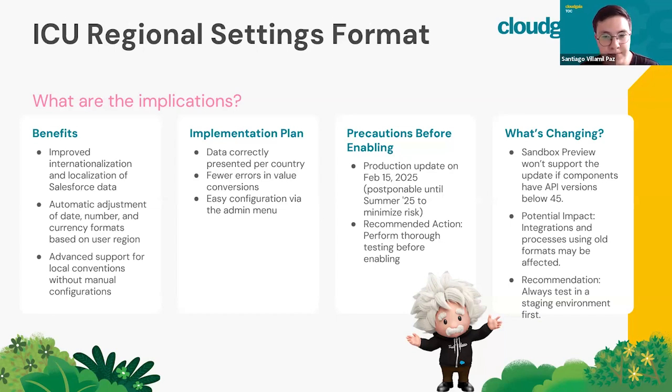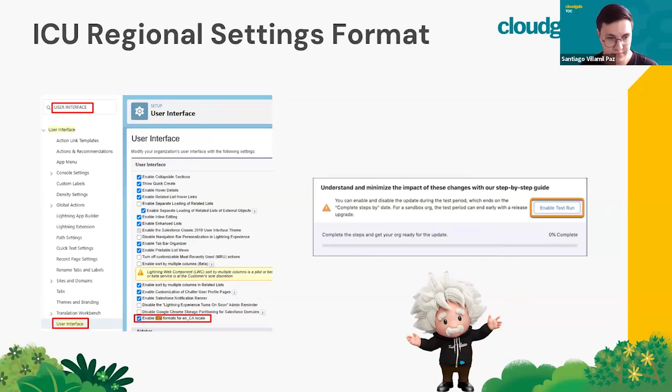How do you know that you are using the Java Development Kit or that your org is already using the ICU format? You just go to Setup, and then in the Quick Find you search for User Interface. There, you're going to see "Enable ICU formats for", depending on the locale of your profile. If you can see this check, your org already has the ICU locale format and you don't have to do anything. But if there's a text that says that you're using the Java Development Kit, we will have to enable the ICU format.